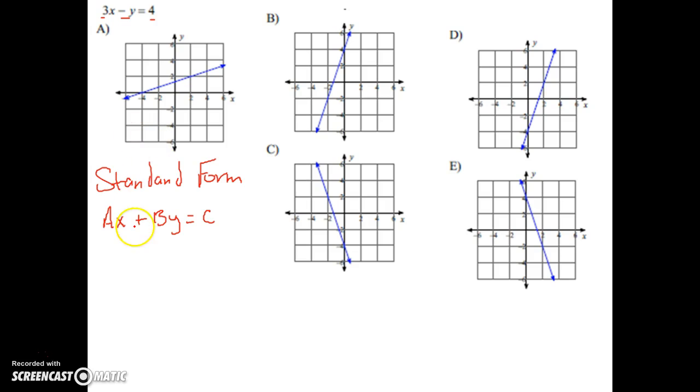So in standard form, we can do it a couple of ways. We can either plot the intercepts, or we can convert it to slope-intercept form and graph it that way. So we'll begin with slope-intercept form because that's what you're used to. So I'm going to solve this for y.